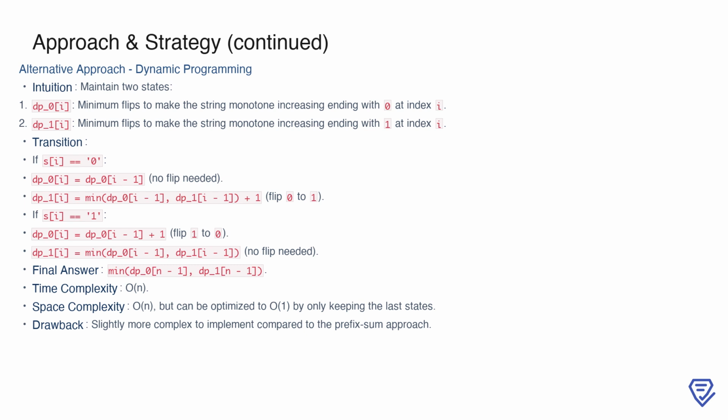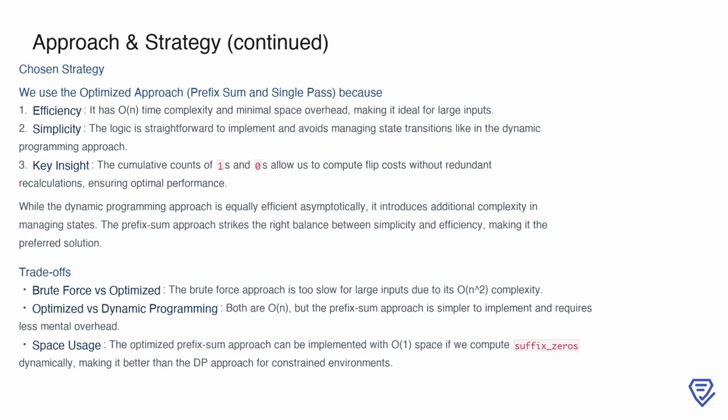This approach is efficient with an O(n) time complexity, and while it can be optimized to O(1) space, managing the transitions and states adds a layer of complexity compared to the prefix sum method. The chosen solution for this problem is the optimized prefix sum approach, as it strikes the right balance between simplicity and efficiency. With a linear time complexity of O(n), it is well suited for handling large inputs.